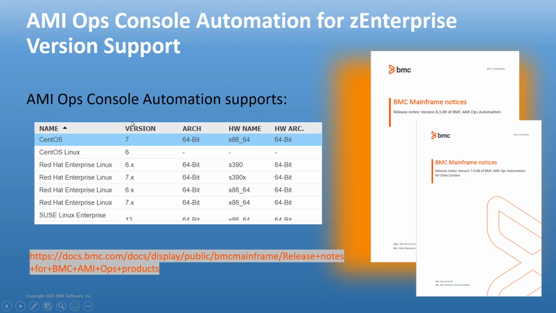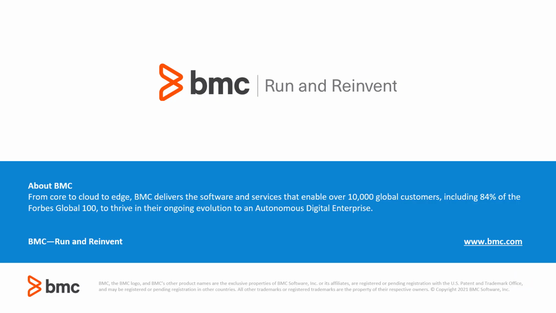Version support, you can see there we have CentOS Linux, Red Hat Linux 6.7, Red Hat 6 for 64-bit. You can see the list, and the list is contained also in the release notes, where we can also find SUSE Linux as well. Thank you. That's AMI Ops Automation.